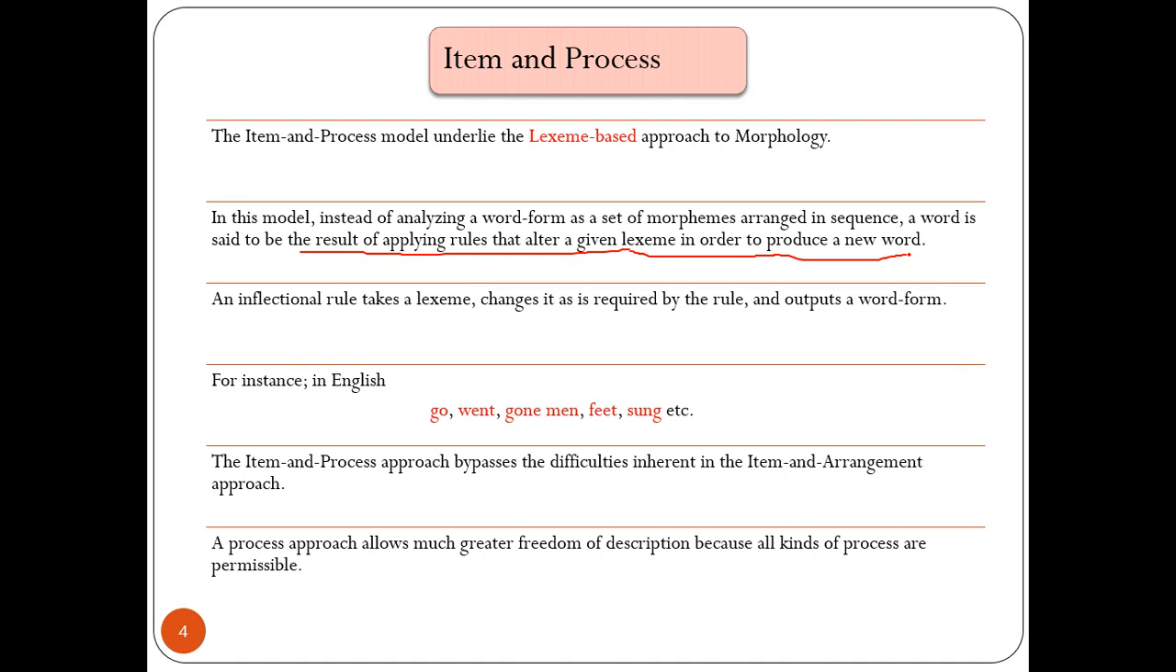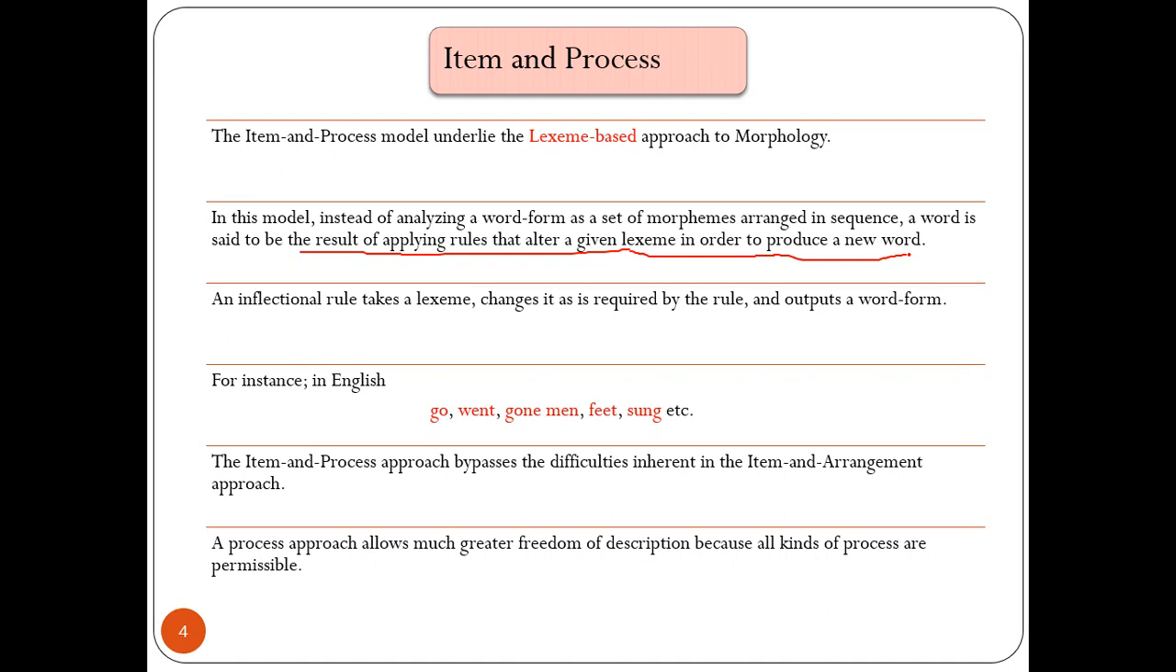So IP can explain them, okay. Why? Because they call it change, modification, that's it. So they have a term, they allow modification, change. So the item and process approach bypasses the difficulties inherent in the item and arrangement approach, the IA model, okay.